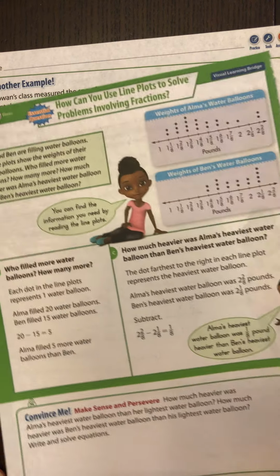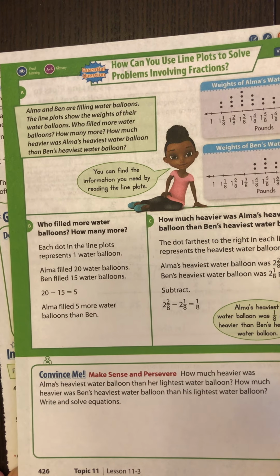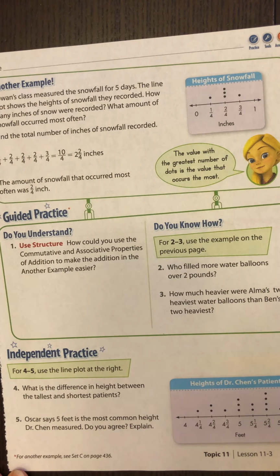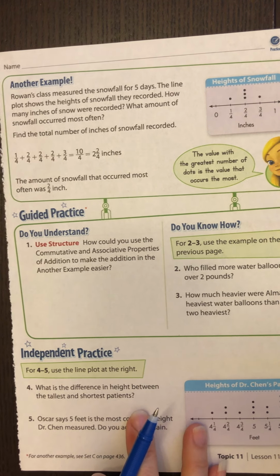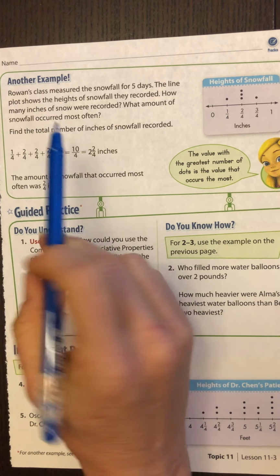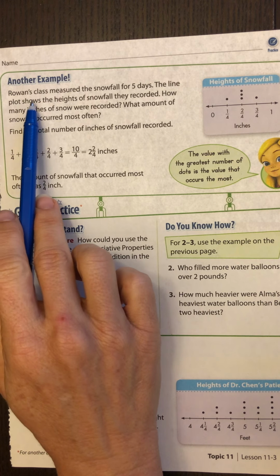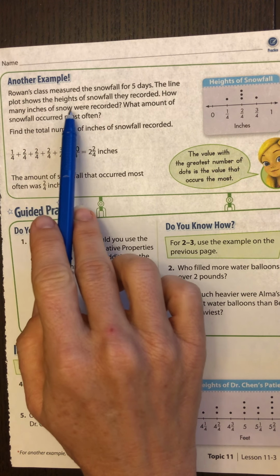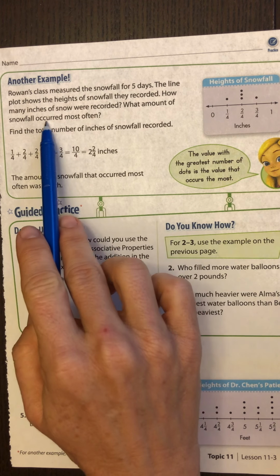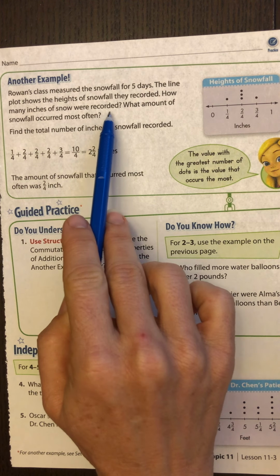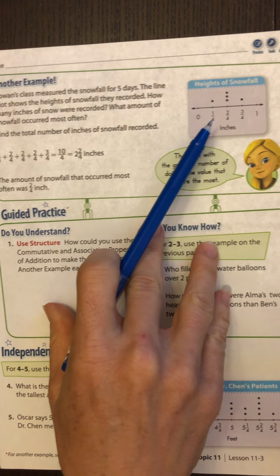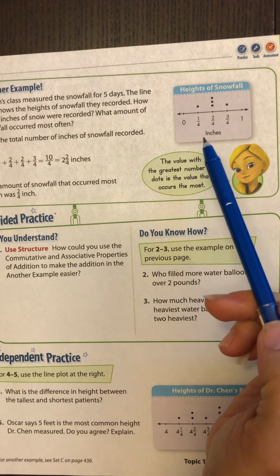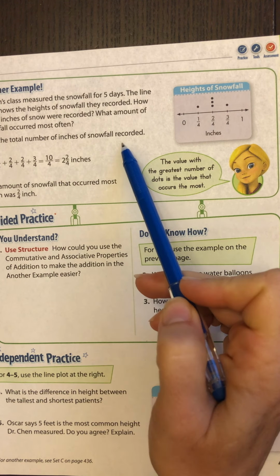You'll look at page 426 with your visual learning video. So we're going to take a peek at page 427 to finish up this video by looking at another example. Rowan's class measured the snowfall for 5 days. The line plot shows the heights of snowfall they recorded. How many inches of snow were recorded? What amount of snowfall occurred most often?